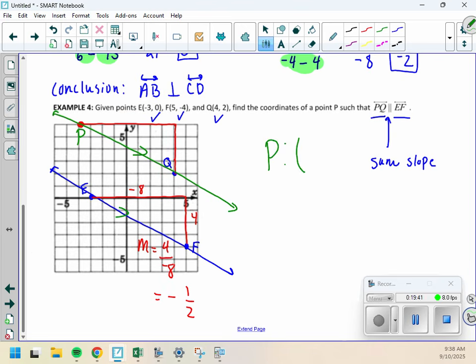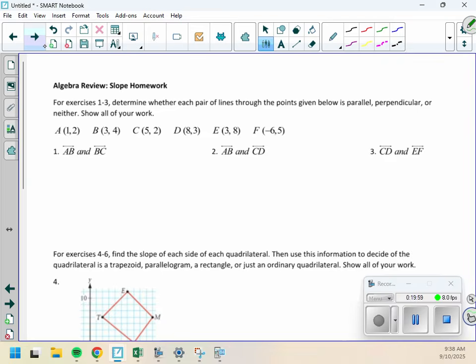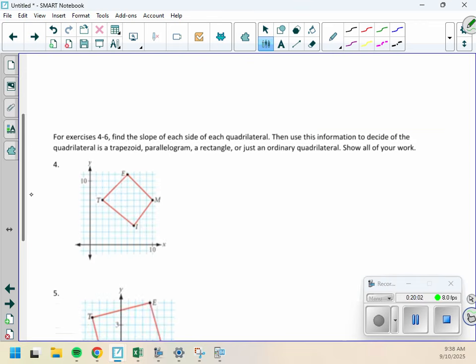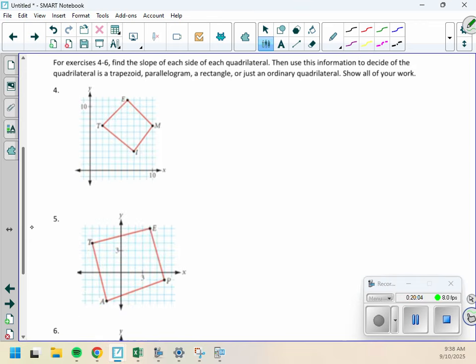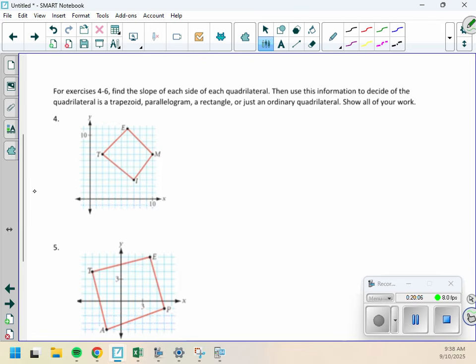Now, you're going to start on a homework assignment, but just as a little homework helper, flip to question 4 on the homework, and I just want to help you real quick get questions 4, 5, and 6 set up. In questions 4 through 6, you have to find the slope of each side of each quadrilateral, and then we'll figure out, is the quadrilateral a trapezoid or a parallelogram or a rectangle, or just an ordinary quadrilateral. So I just want to make sure you can calculate these slopes with ease from Algebra 1.